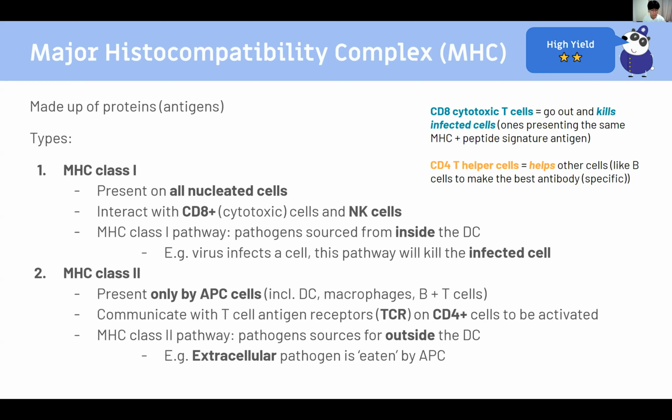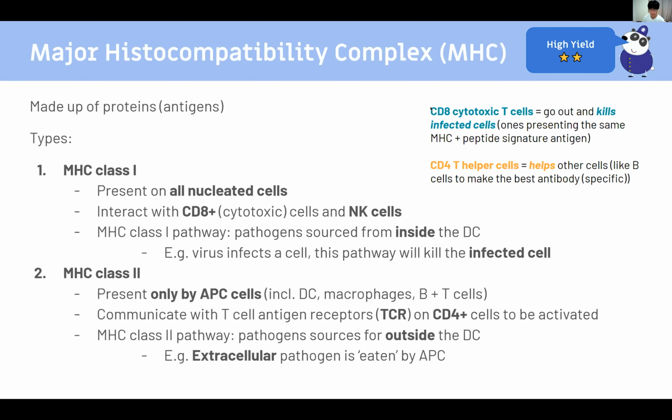These will communicate with T cell antigen receptors, TCR for short, on CD4 plus cells to be activated, as we talked about. For the MHC class 2 pathway, the pathogens will be sourced from outside the DC. So it's like an extracellular pathogen is eaten by the APC, and then this APC will activate the immune response. Whereas for the class 1 pathway, a virus-infected cell will be killed itself.